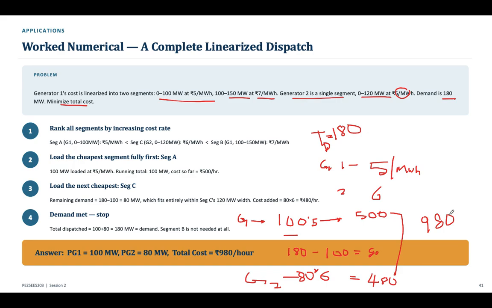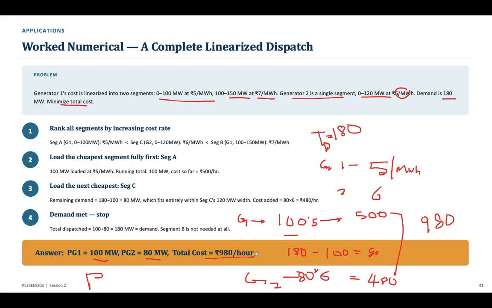The final dispatch is this. This is the total cost. The dispatch is PG1, that is the power from generator 1, you have 100 megawatt. PG2 is 80 megawatt. Total cost is 980 per hour. Generator 2's more expensive segment is not used because demand has already been satisfied.